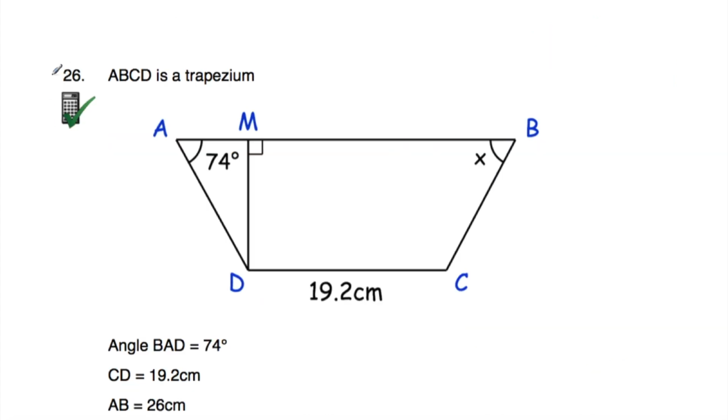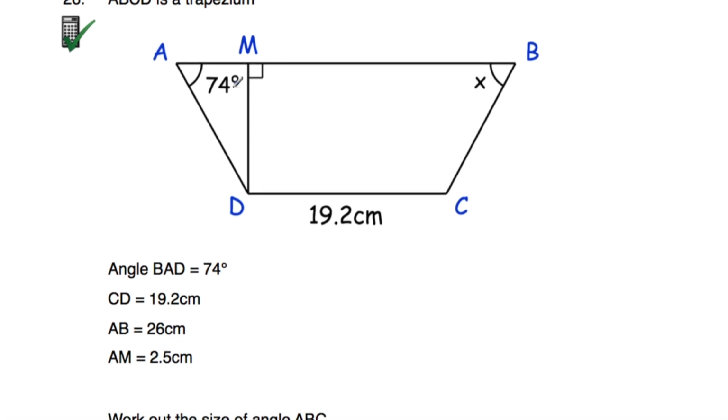Okay, let's have a look at question number 26. Question 26 is our last question, and we're told that ABCD is a trapezium. So that means that AB must be parallel to CD, so the top's parallel to the bottom. We're told that angle BAD is equal to 74 degrees, CD is equal to 19.2 centimetres, and AB, the distance from A to B, is equal to 26 centimetres. That's not been labelled on the diagram, but the distance from here to here is 26 centimetres.